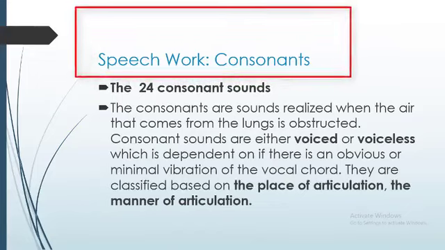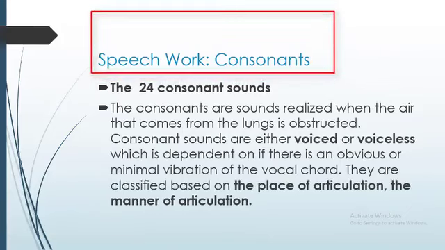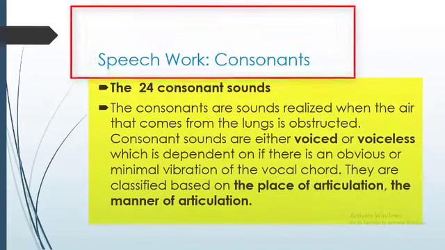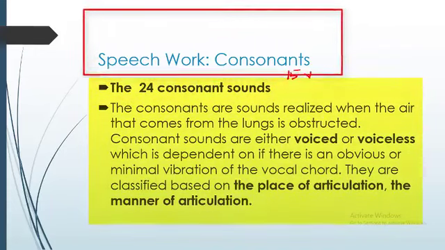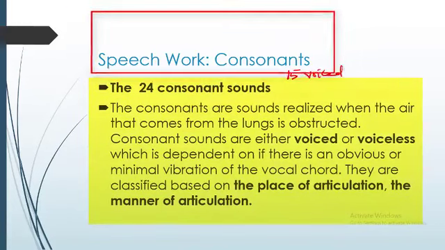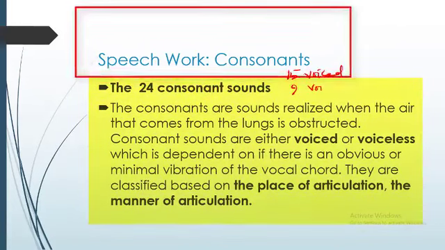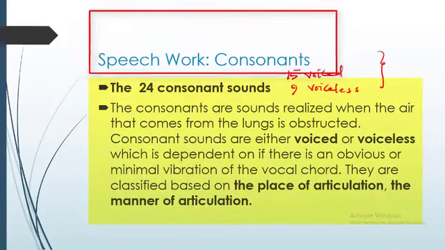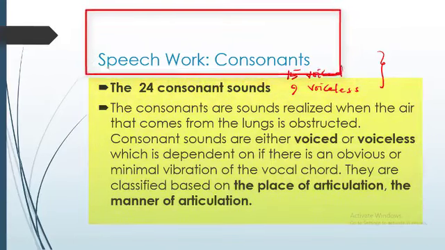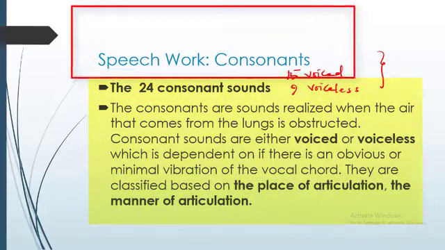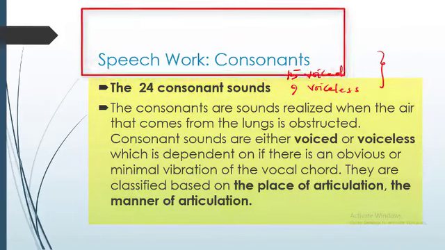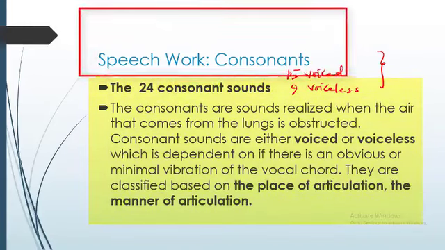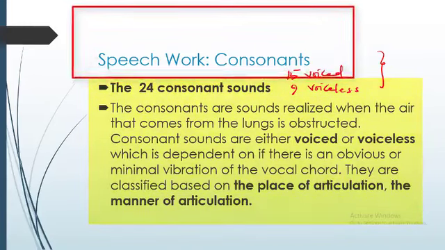So let's move on to speech work, consonant sounds. There are 24 consonant sounds in English. 15 of them are voiced, 9 of them are voiceless. So we have 15 voiced consonant sounds and 9 voiceless consonant sounds. We classify these sounds based on the place of articulation, the manner of articulation, and the state of the glottis.